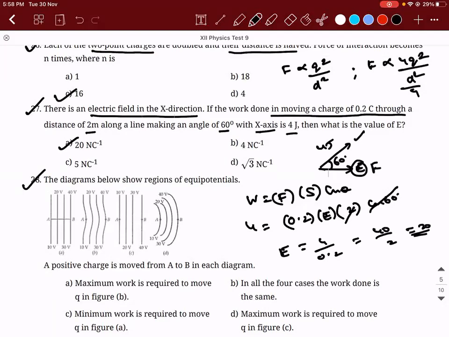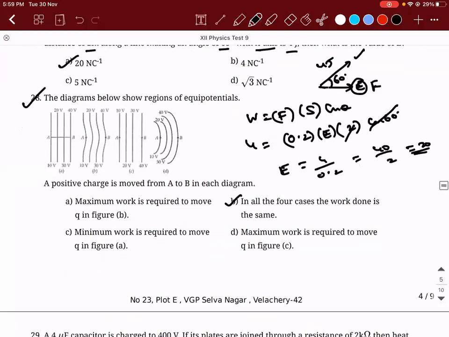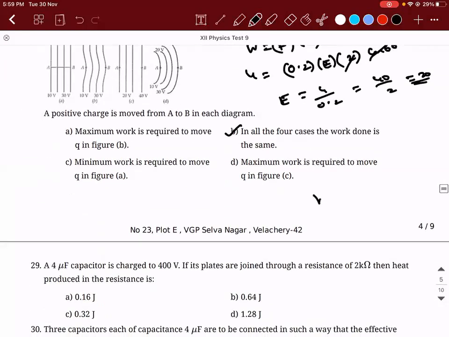28. The diagram below shows regions of equipotentials. A positive charge is moved from point A to B in each direction. Maximum work is required to move Q in figure B. Correct? The answer is: in all the 4 cases the work is the same. Why? Same potential, same potential difference. So work done is equal to Q into delta V. That is the reason. Very good.